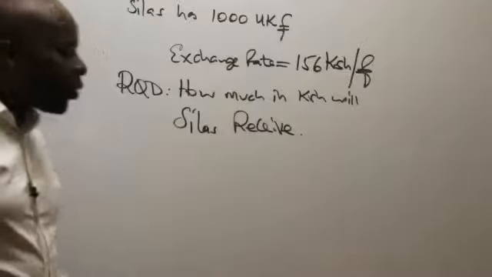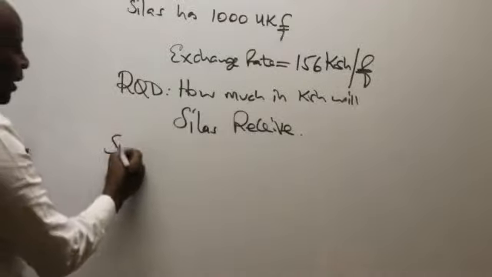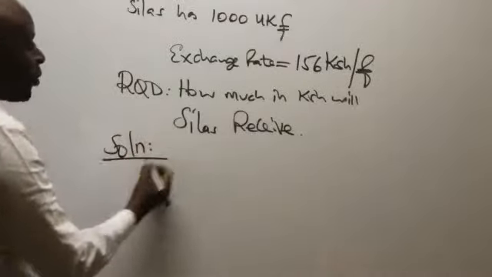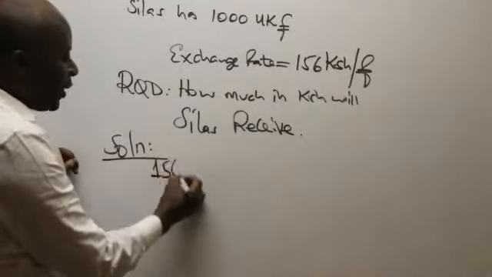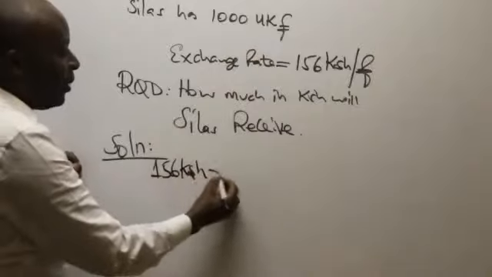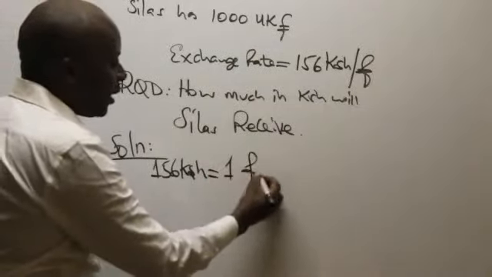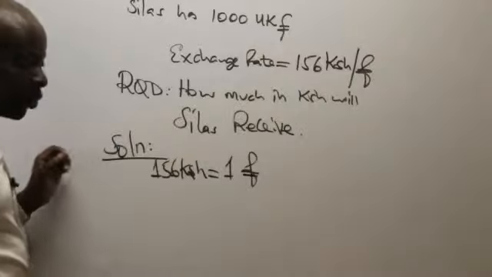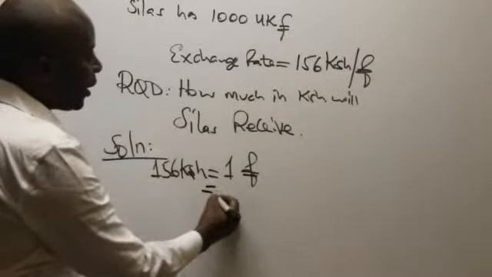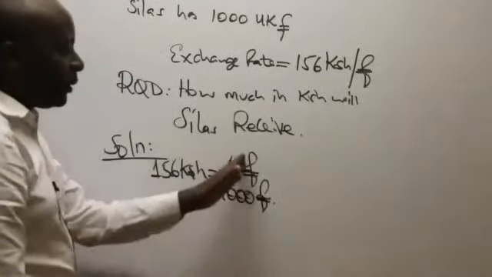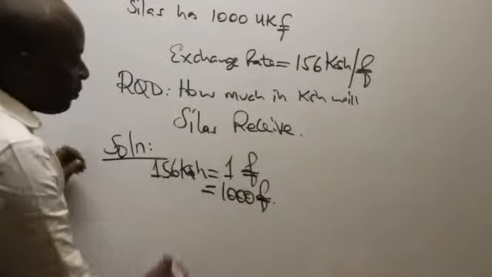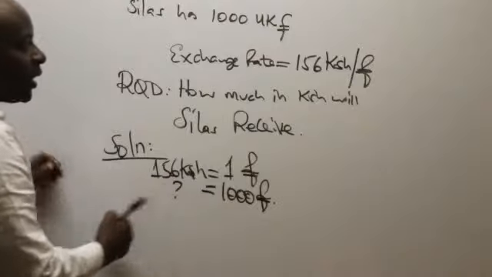Great. So what they have told me is quite an interesting thing. Solution. We have 156 Kenya shillings being equal to 1 pound. How about the 1,000 pounds that you can see I'm putting on the same column, the 1,000 pounds that Mr. Silas has?